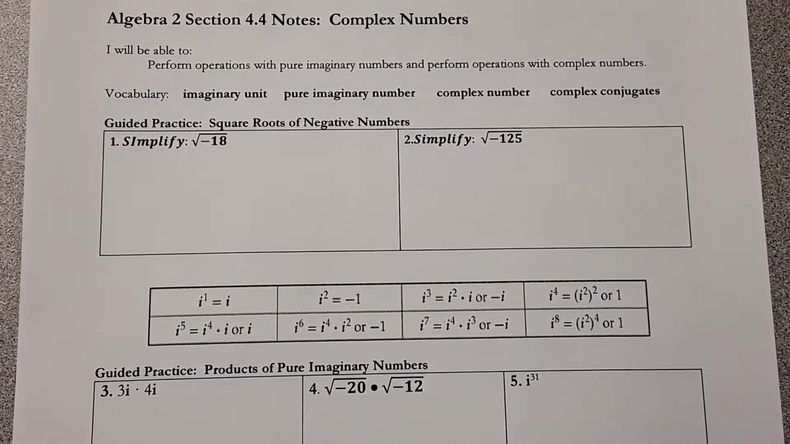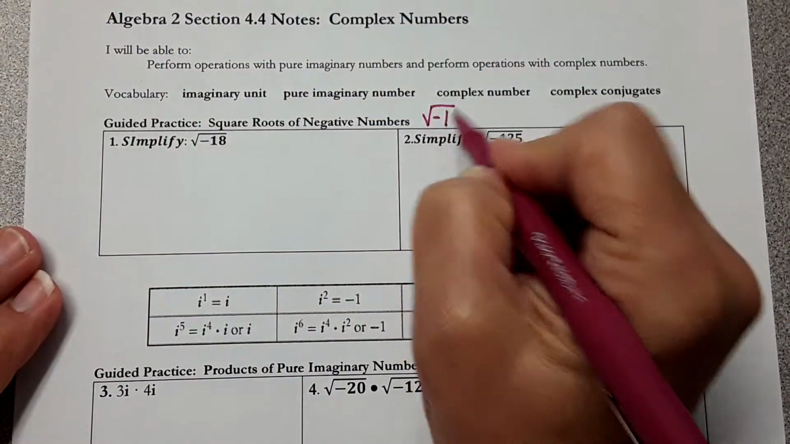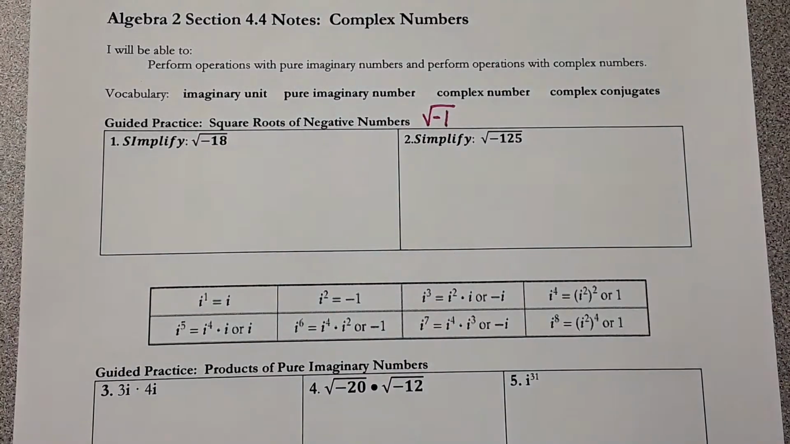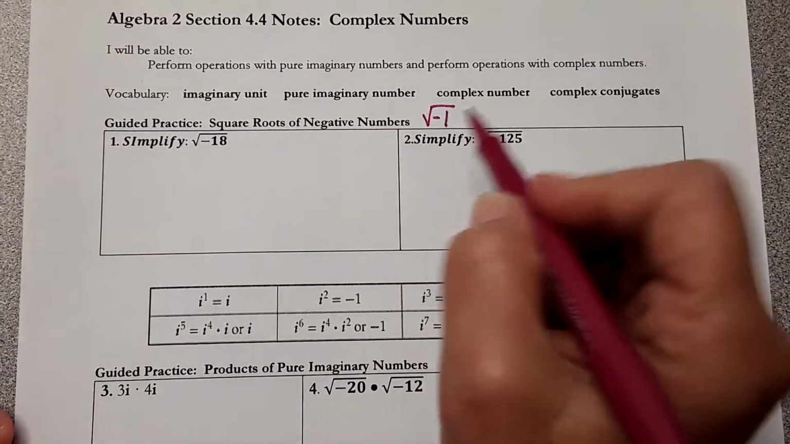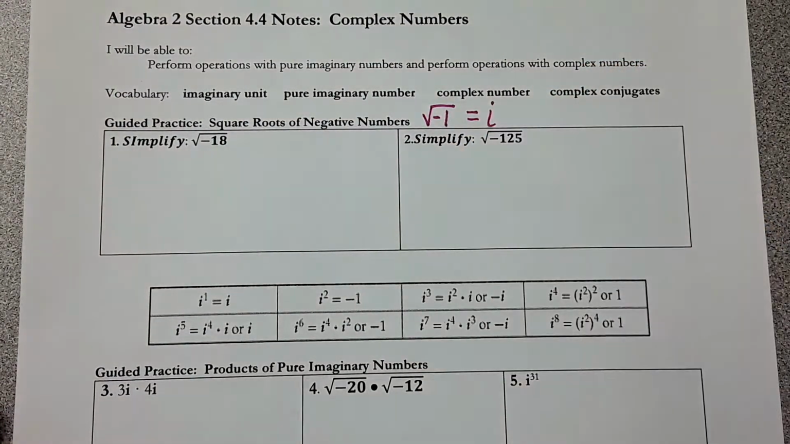Okay, so the first thing that I want you guys to remember is that if you have a negative number underneath a square root, the square root of -1 is i. Because you can't take a square root of a negative number, it is an imaginary number.